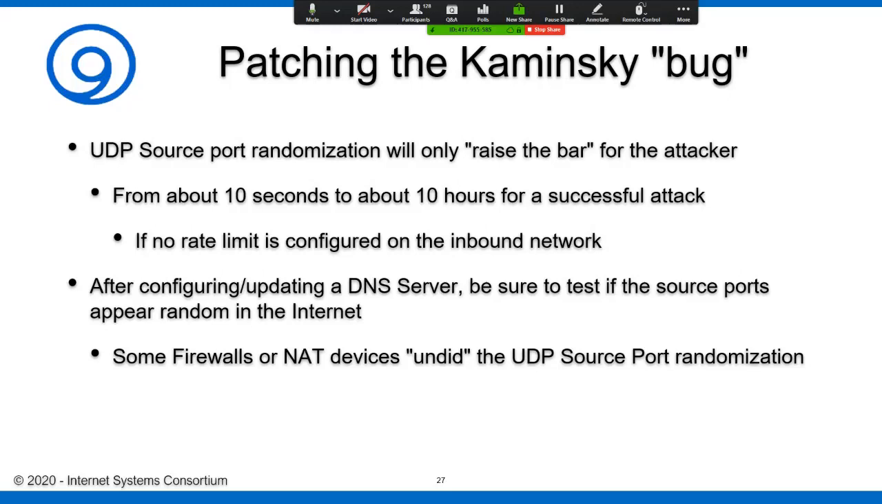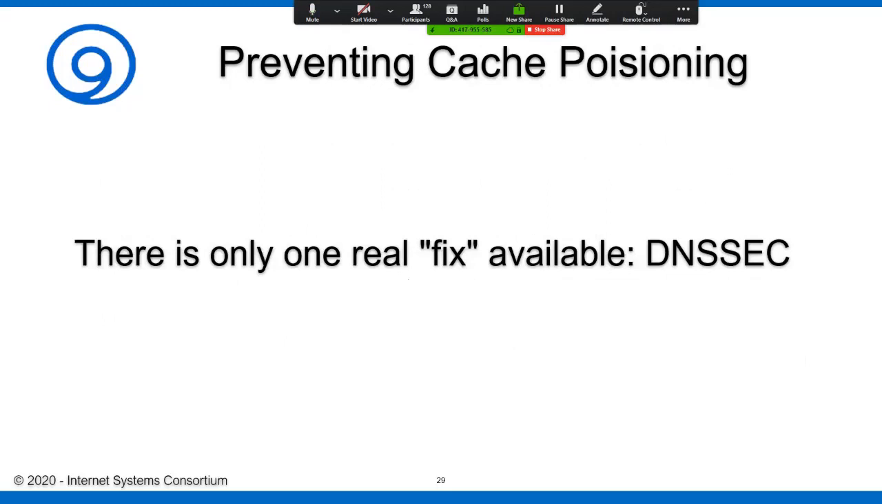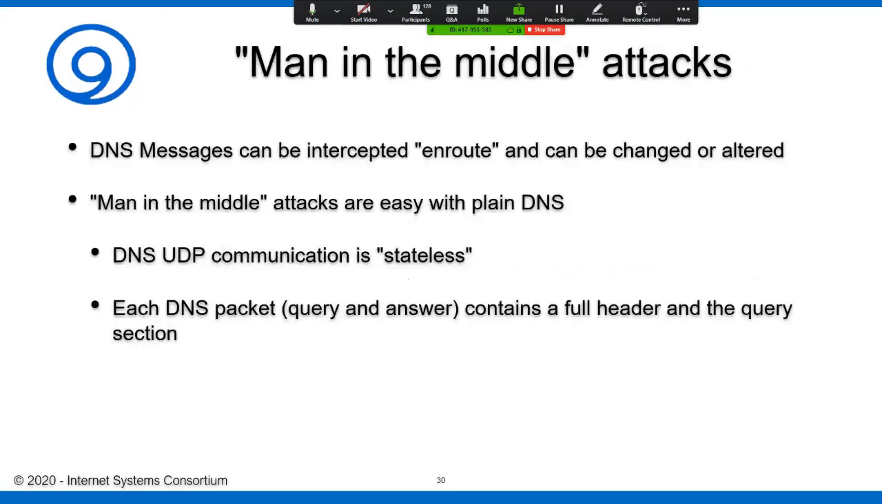So the big thing here was after you configured and updated your DNS servers, you had to still make sure that the source ports were truly randomized. As I said earlier, some of the firewalls or NAT devices undid the randomization. So the only one real fix that was available and still remains available is DNSSEC.